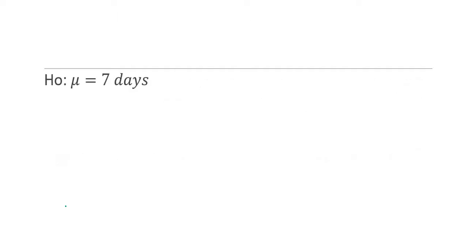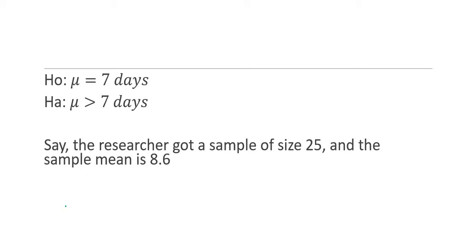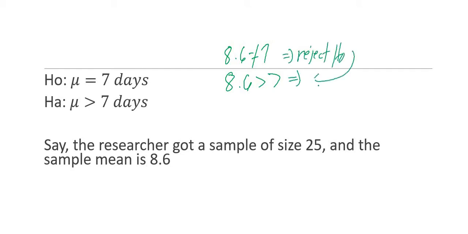Say, for example, our null hypothesis is that the mean is equal to 7 days, and that our alternative hypothesis is that the mean is greater than 7 days. And say the researcher got a sample size of 25 and the sample mean is 8.6. Normal mathematics would tell us that since 8.6 is not equal to 7, but rather 8.6 is greater than 7, then we would now have to reject H0 and we would conclude HA. However, this is not always the case in statistics.